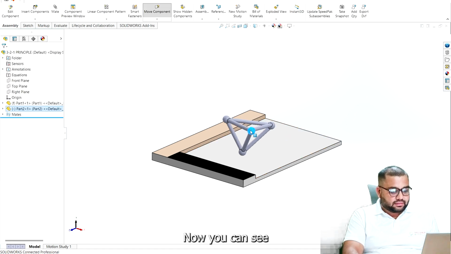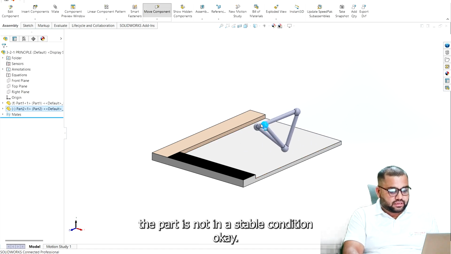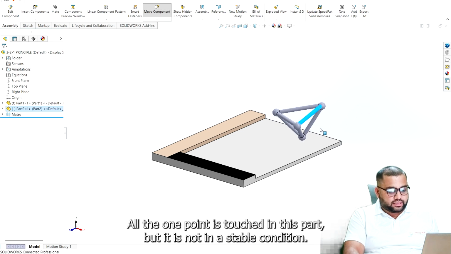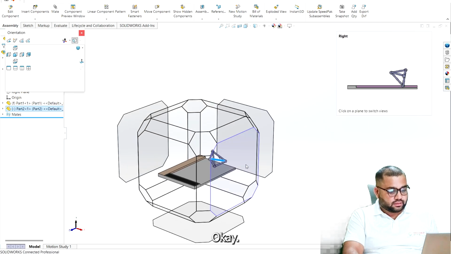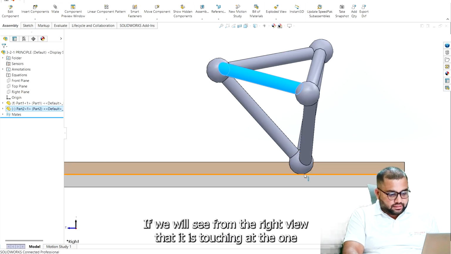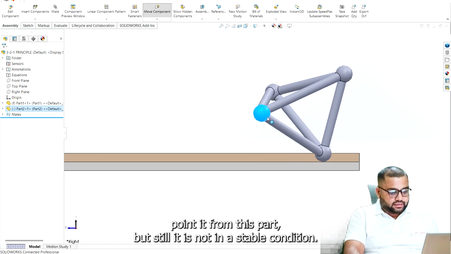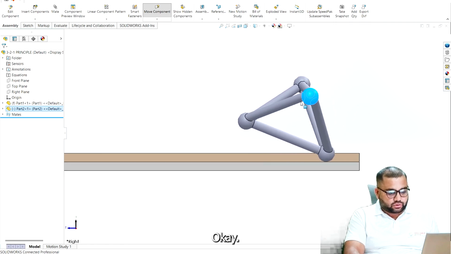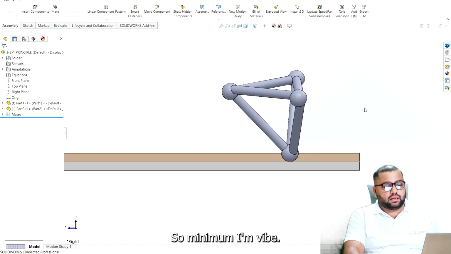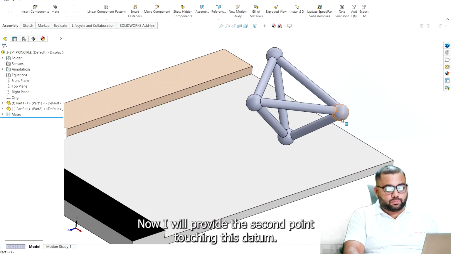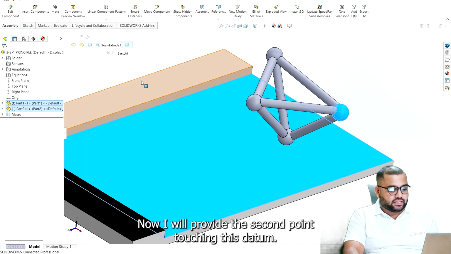Now you can see the part is not in a stable condition. Although 1 point is touched on this part, it is not stable. If we see from the right view, it is touching at 1 point, but still it is not stable. So now I will provide the second point touching this datum.